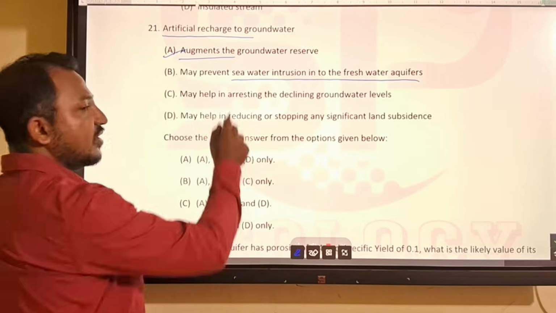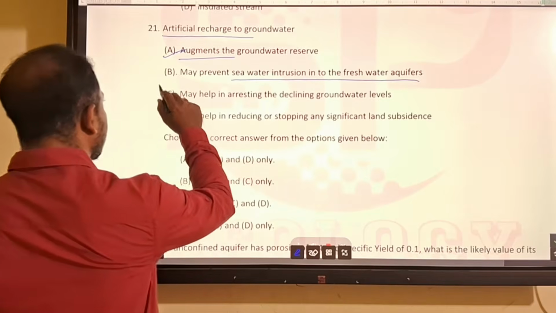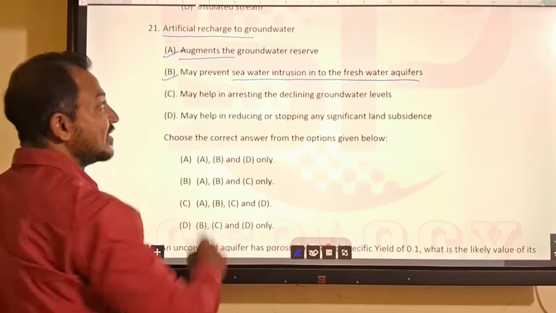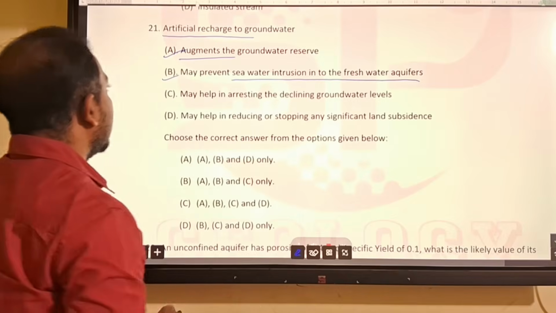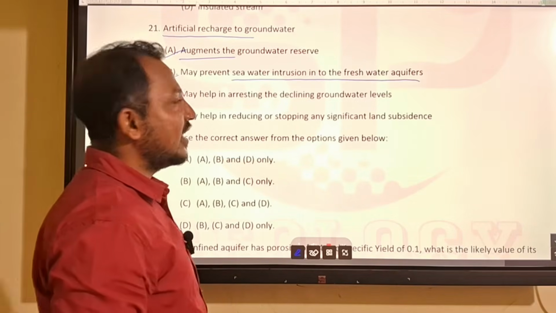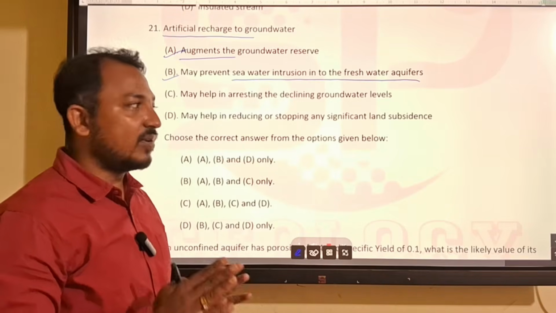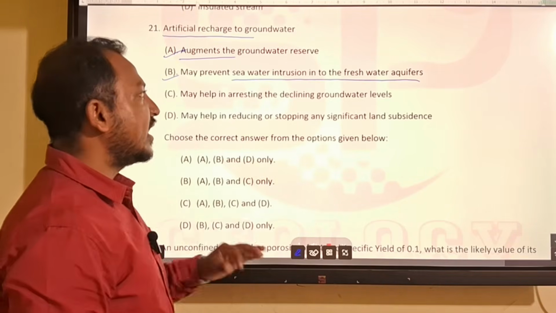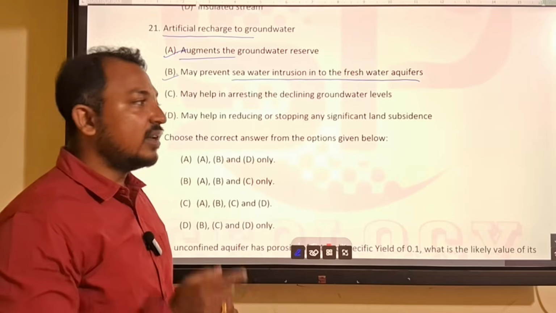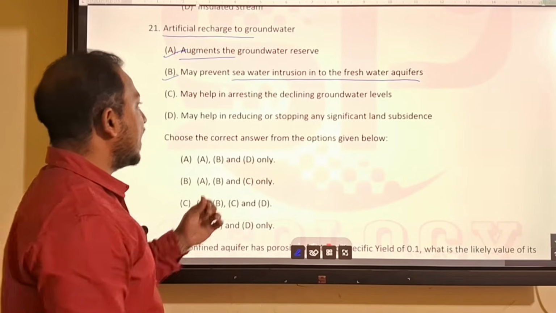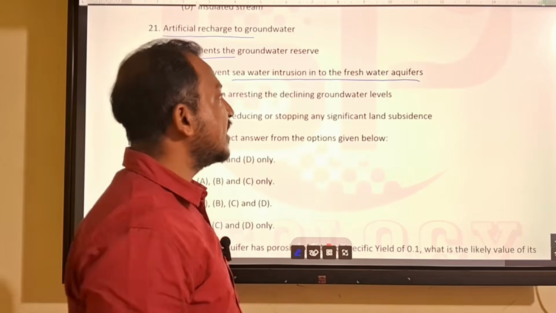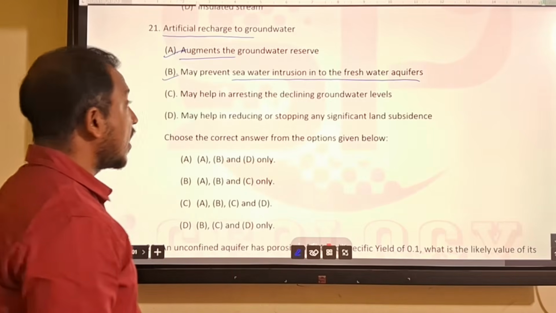So if you do artificial recharge of groundwater, there will be less seawater intrusion. Then it may help arrest the declining groundwater tables. Obviously, if you recharge groundwater, then it will limit the declining groundwater table levels. It will increase the level of groundwater. Then it may help in reducing or stopping any significant land subsidence.